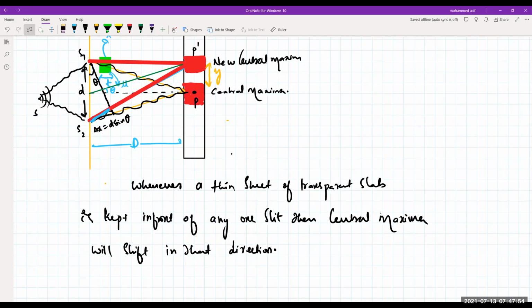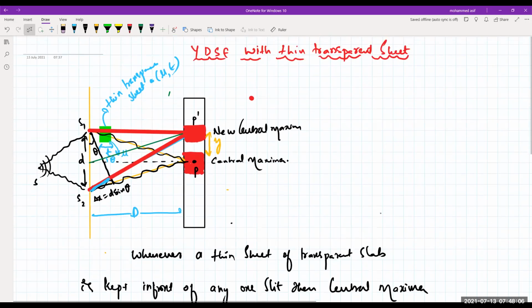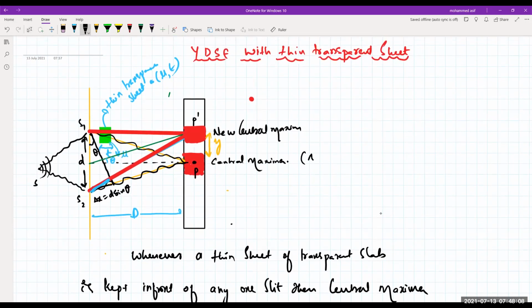S1 to P dash, it has to travel an extra distance of how much, beta? (mu minus 1) into t, isn't it? Or mu minus 1 into your t, part of the relation. Is it understood? At the central maxima, what is the path difference, beta? Delta x is equal to 0, isn't it? If at P dash also there is a central maxima, delta x becomes 0. Then what is the path difference? What is the path difference?